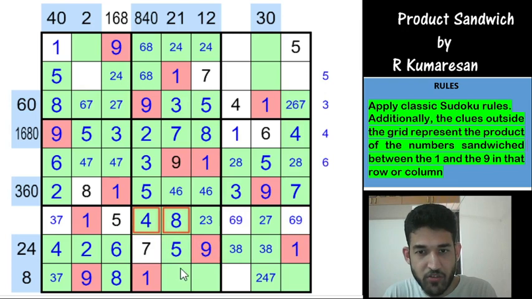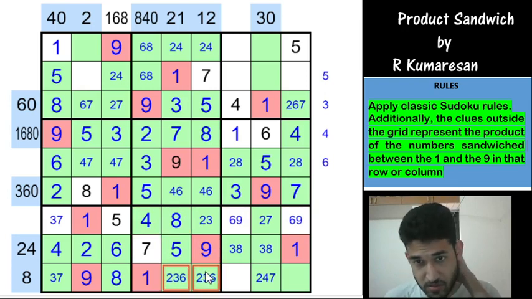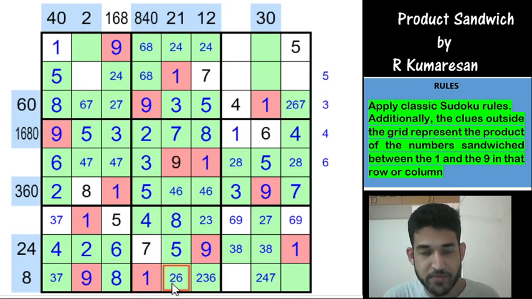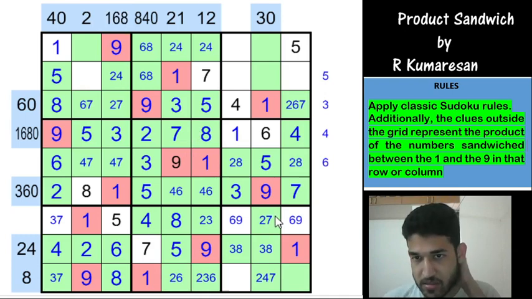1, 5, 7, 9, 4, 8. So these would be 2, 3, 6. 3 gets removed from here. So even this is also done, right? So I don't have the outside clues helping me now. So I need to focus on classic. Okay, 5, 5. That gives me a 5 here. That would be a 5.